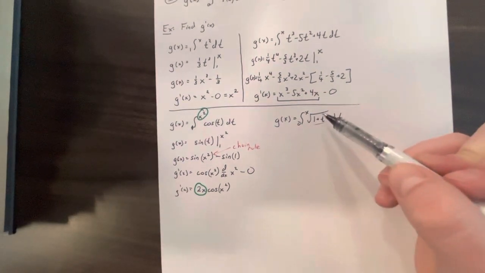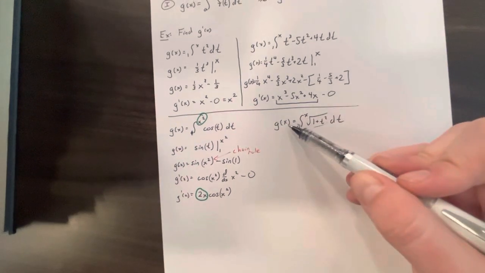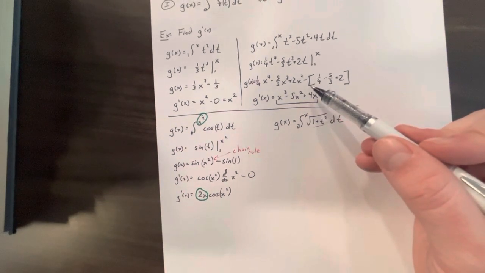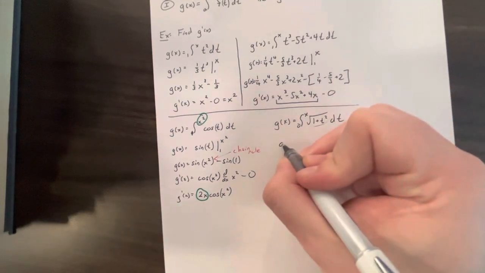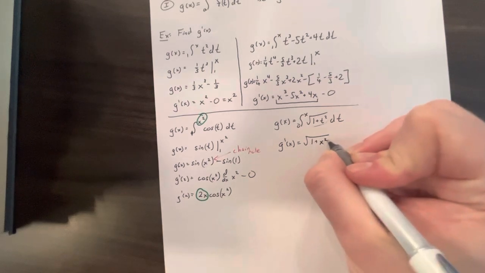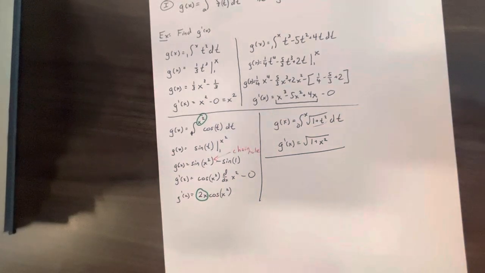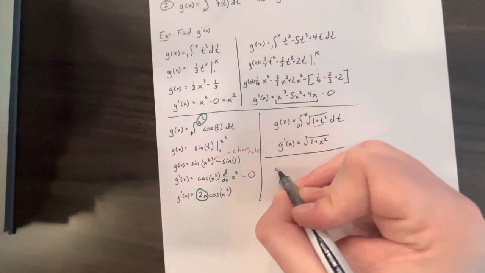This is a function that at this point we don't even know how to take the antiderivative of. But I know if I took an antiderivative, it goes up, and then I take a derivative right back, we know that the answer here should just be square root of 1 plus x squared. Nice and easy. Let's do 2 more.